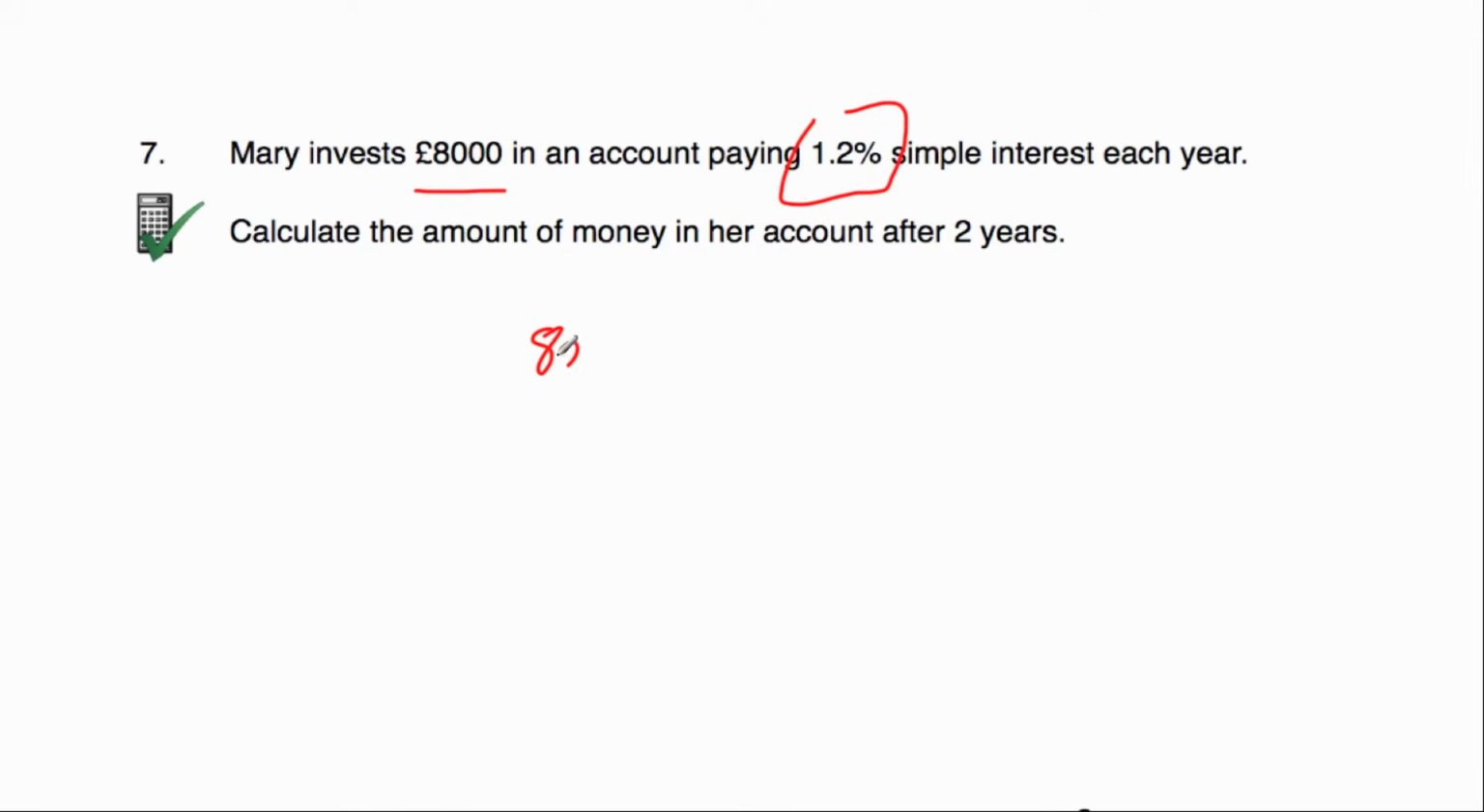So let's take our 8,000 and divide it by 100 to find 1%, so that's going to be equal to 80, and then multiply 80 by the percent we want, which is 1.2. And when we do that, that's equal to £96. So that means that Mary earns £96 in interest every single year.